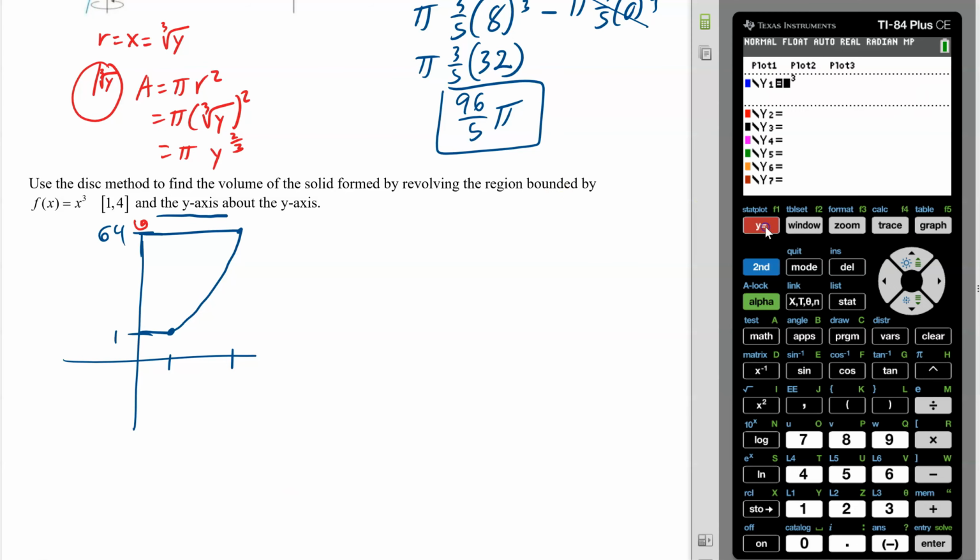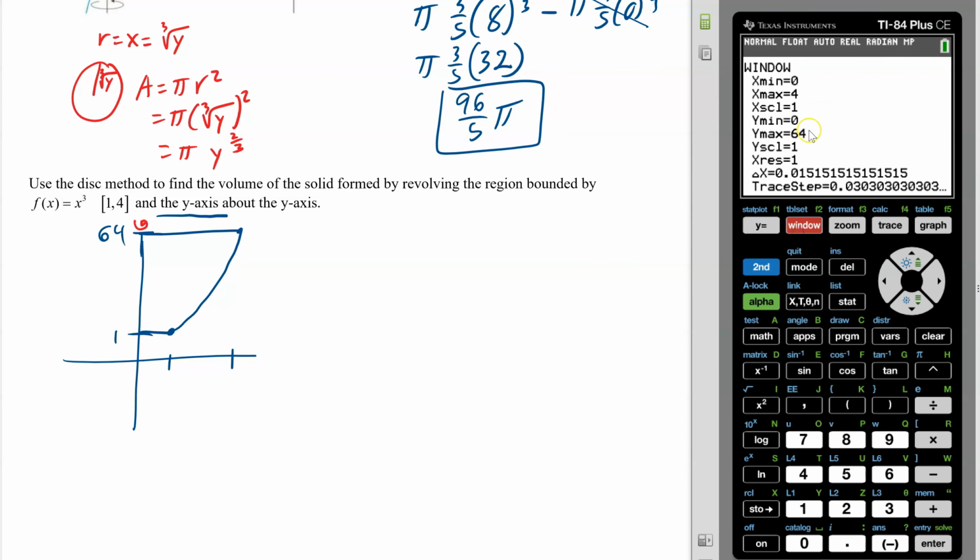So verifying in the calculator, we have our x cubed, and now with your window, you put 0 to 4. And why am I using 0, not 1? Well, we're rotating about the y-axis with a disk, which means I'm going to have to go from here to here. So you don't want to put in 1. Which is fine, but you have to go back and change it.